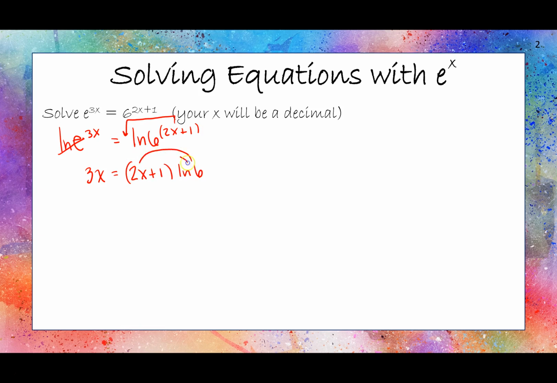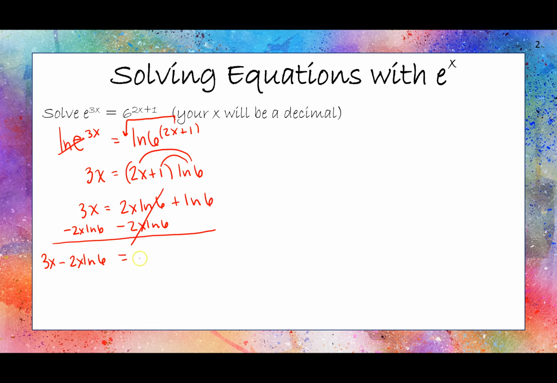Next step is going to be to multiply this through. So we still have a 3x on the left, but now we have a 2x ln 6 plus just a plain old ln 6. Now I'm going to subtract the 2x ln 6 and put it on the other side because I want all my x's to be on the other side. A 3x minus a 2x ln 6, they do not combine. They're not like terms. And on the right side, I just have an ln 6.